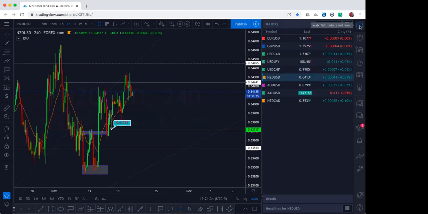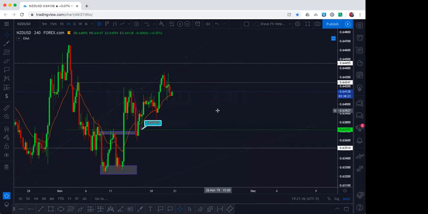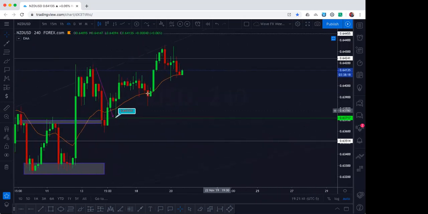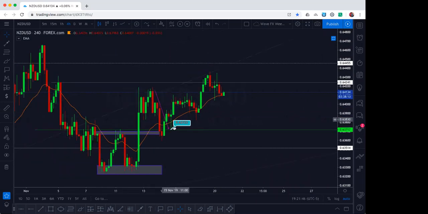New Zealand dollar, the Kiwi dollar. We were looking for the market to do what? Retrace back down into this level, and from the retracement into this area, it was a simple support and resistance play. Market push up into resistance, trade it back down into support, and then we would have just simply tried to look for a trade back up in resistance. Now we're in resistance again, simple play back down to support.